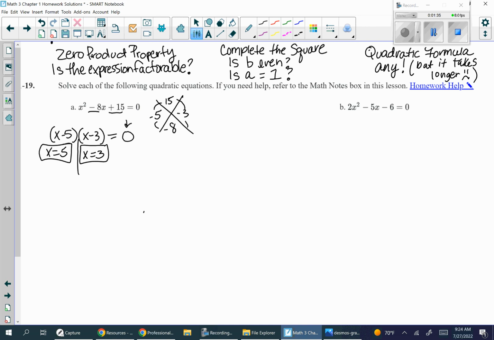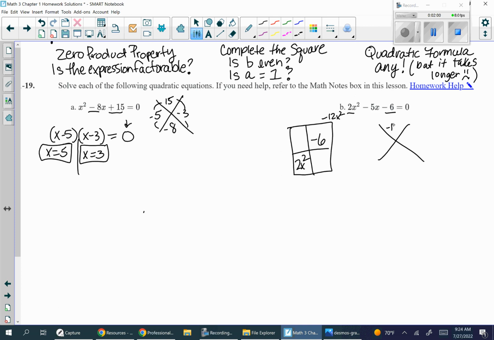You can factor. And for part B, to be honest, I am not sure if it's factorable or not, but I'm going to test it using our strategy, using the area model and diamond problem. Let's see if it works. If it doesn't, it doesn't, and that's okay. We're going to put the a term, 2x squared, in the bottom left, negative 6, the c term, in the top right, and we multiply diagonally to get negative 12x squared.